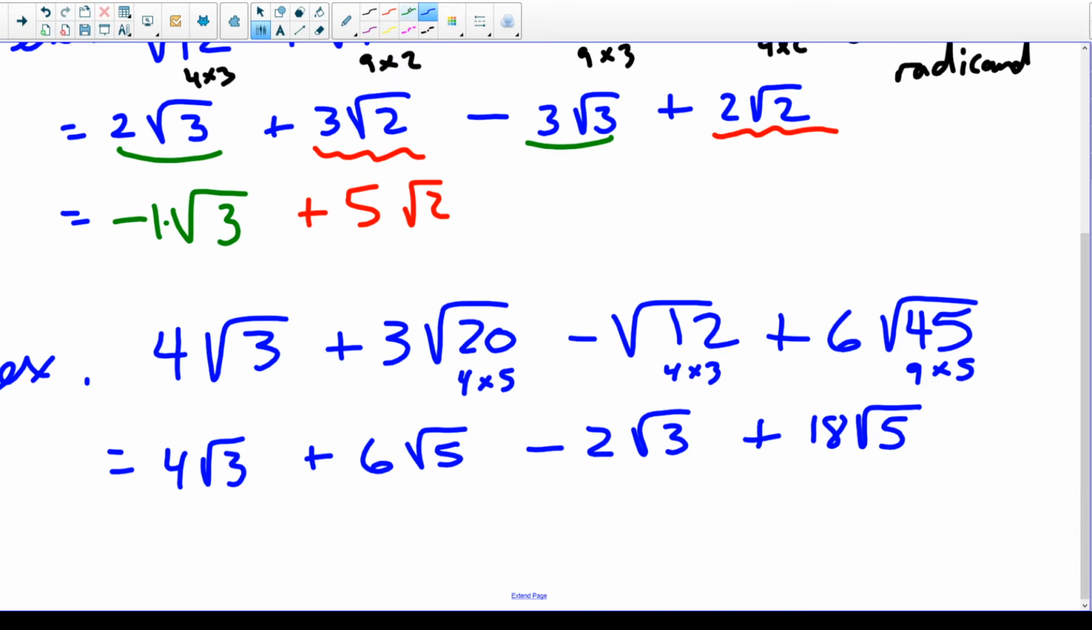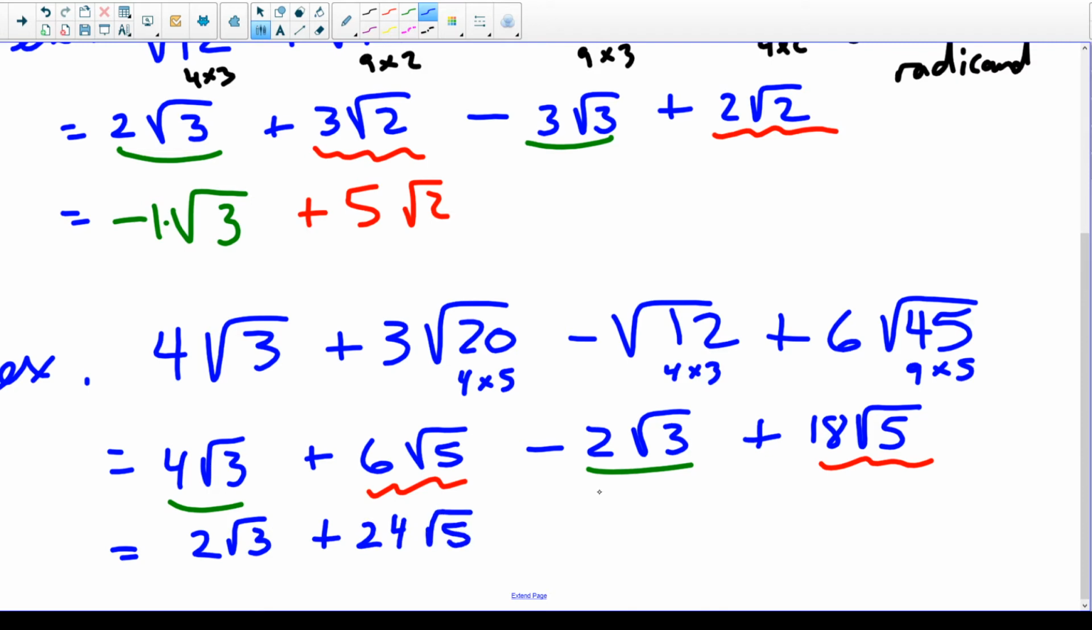Okay, so again, if we label our like terms, this and this are like terms, this and this are like terms. So if I have 4 root 3's and I'm subtracting 2 root 3's, I have 2 root 3's left. If I have 6 root 5's and I'm adding 18 root 5's, that's 24 root 5's. Okay? And that's how that works. All right? So, again, just be careful. Don't change the radicands if you're adding or subtracting them. You're just telling me how many there are.